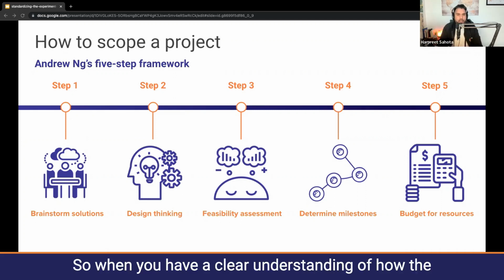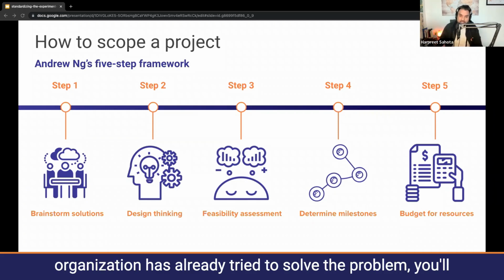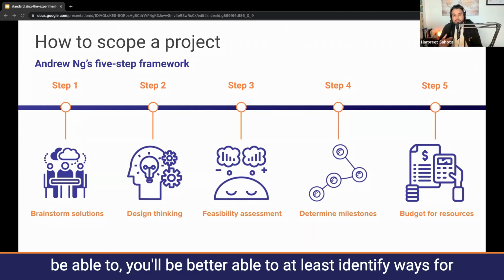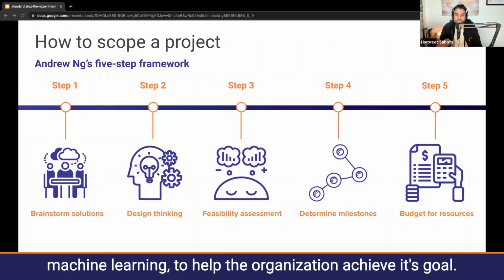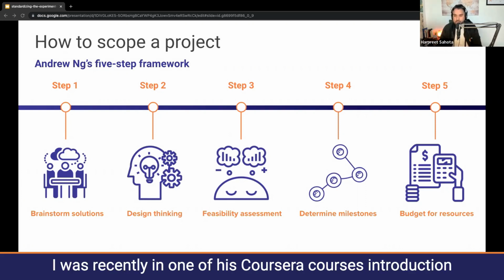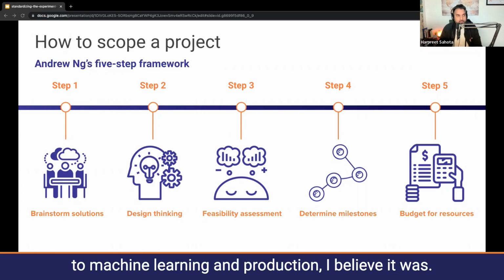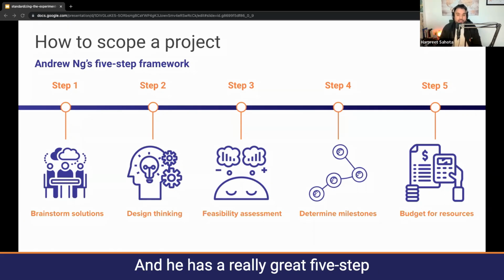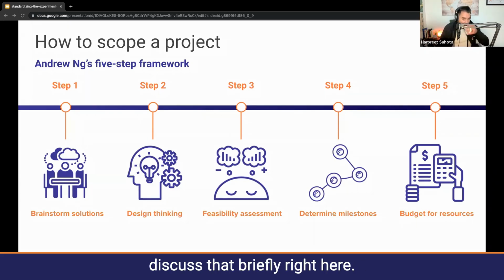When you have a clear understanding of how the organization has already tried to solve the problem, you'll be better able to at least identify ways for machine learning to help the organization achieve its goal. I'm a huge fan of Andrew Ng, godfather of machine learning, and I was recently in one of his Coursera courses, Introduction to Machine Learning in Production, I believe it was. And he has a really great 5-step process for scoping a project. And we're going to go ahead and discuss that briefly right here.